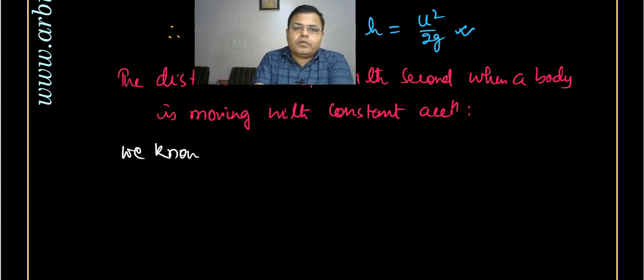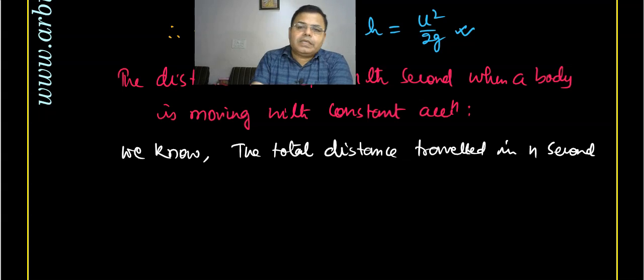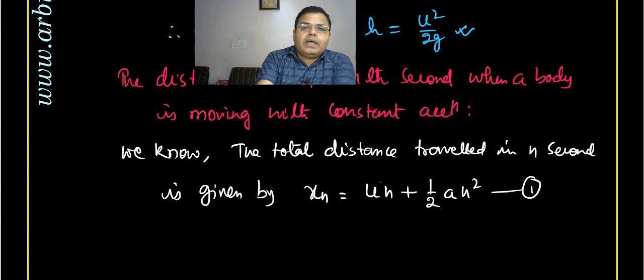We know the total distance traveled in n seconds is given by xn, that is, xn equals ut with n in place of t, so we can write un plus half a n square, isn't it?